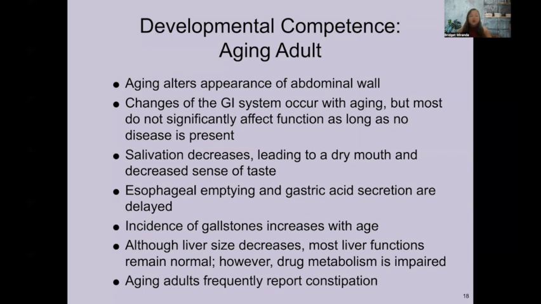We also know that as we get older, our liver will slightly decrease in size, although we expect our liver function to remain normal. Now, that's not to say that if you have liver disease, your liver function will be normal, but we don't expect a normal aging patient without any GI disease or liver disease to be affected with their liver function. However, many are, and so we pay careful attention to the medications that are being metabolized through the liver because of this.